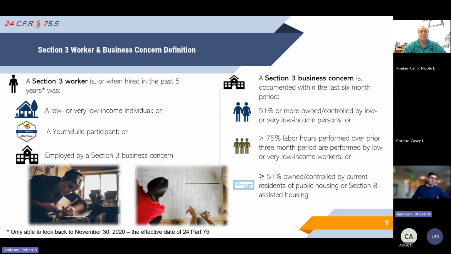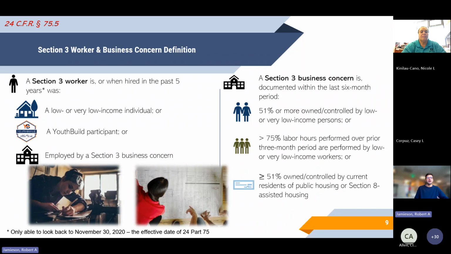The labor hours performed by that business are mostly done by low or very low income individuals, based again on local HUD AMI. What this does require, however, is that the business is pretty good at record keeping and being able to show proof: here's what we pay our individuals annualized out. They make below this amount. Therefore, this percentage of my labor hours of my business over the prior 3-month period have been done by this type of worker.